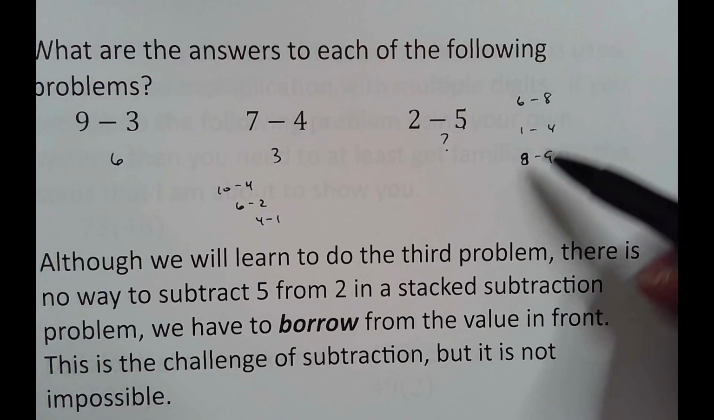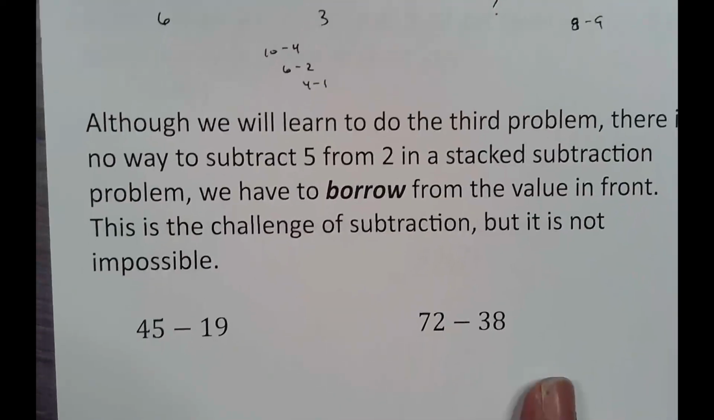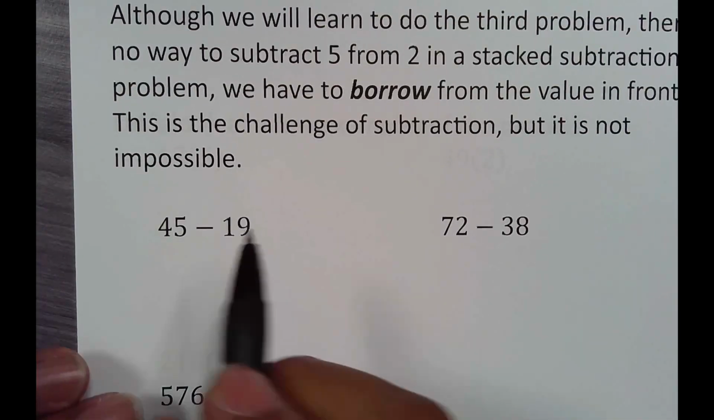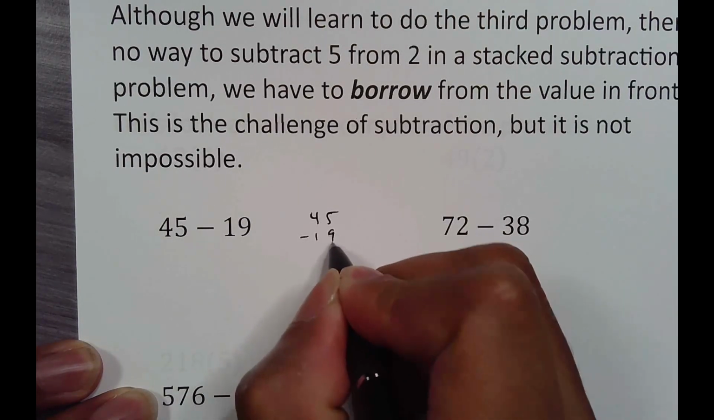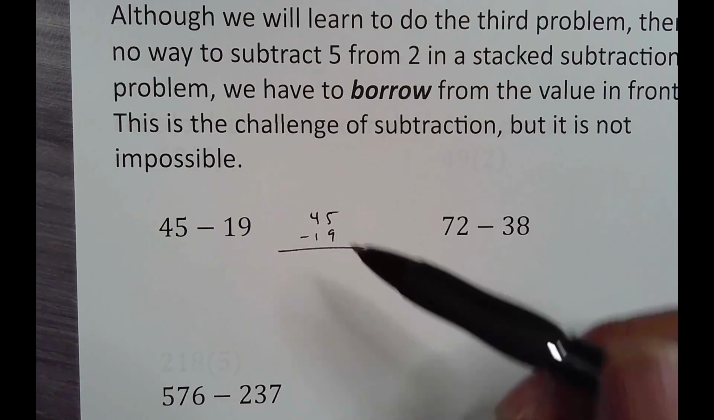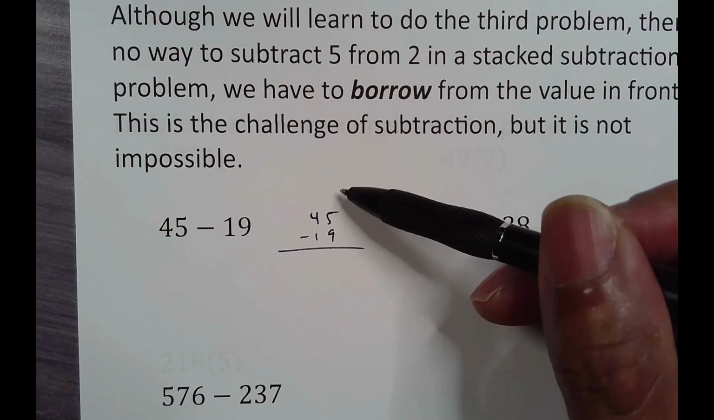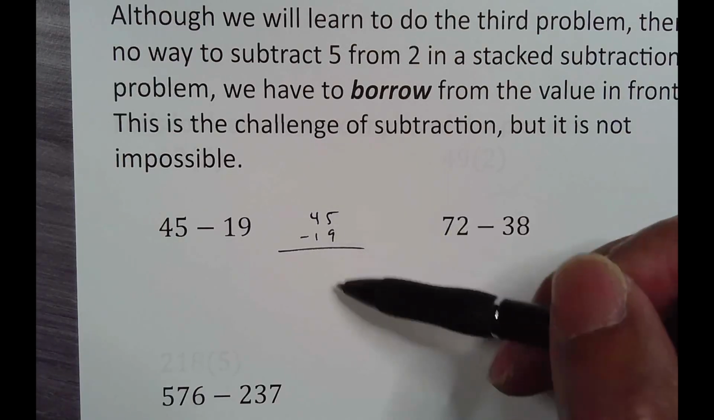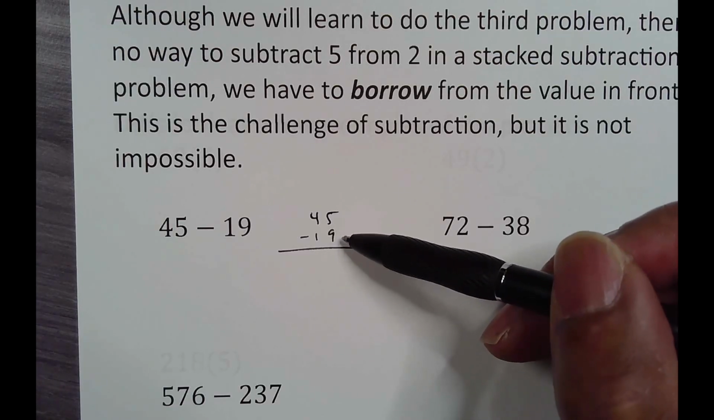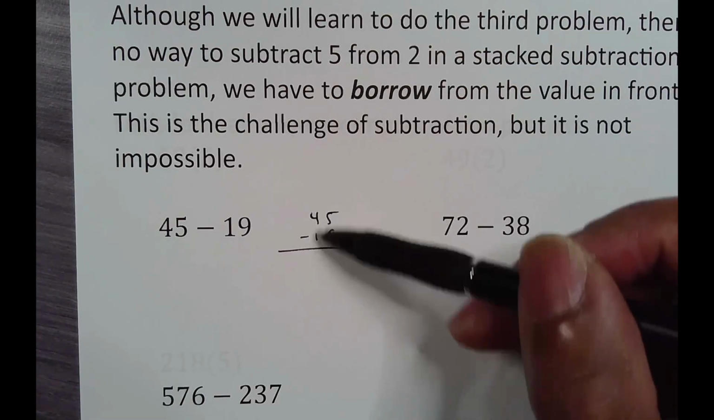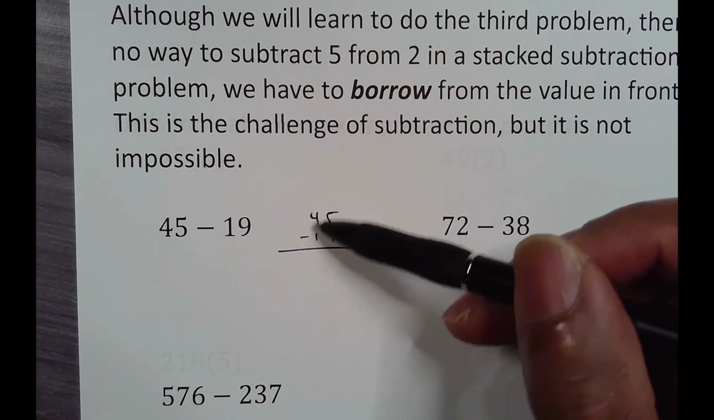If there is a smaller number first and a bigger number second, we will have to borrow from the value in front when it comes to a stacked problem. So again, 45 minus 19, when you stack this up, the first thing you bump into is this is 5 minus 9. You don't just go backwards and say 9 minus 5 is 4. You can't. We're going this direction. So it's 5 minus 9, which we cannot do. So what we have here is this is the ones digit and the tens digit. So there are 5 singles and 4 tens because again it's the tens place.